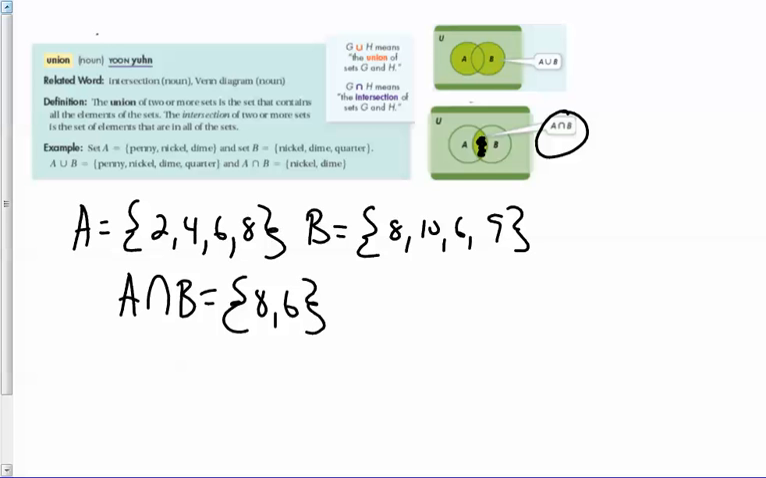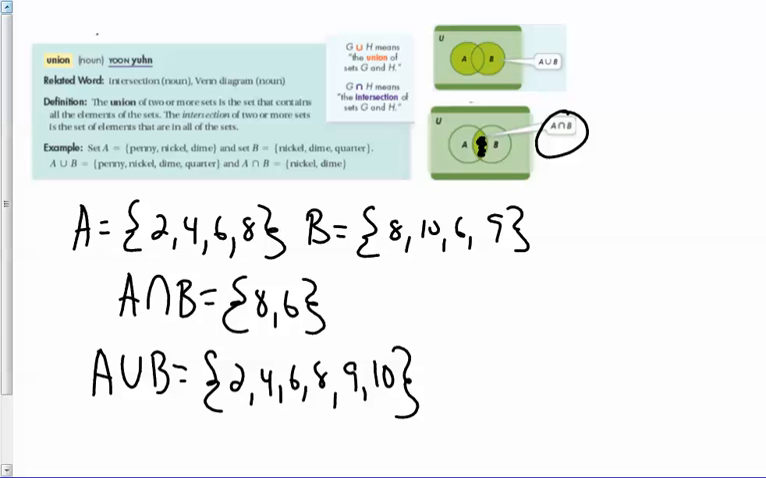Now, when they talk about union, that's everything. So A union B would be everything in the two sets: 2, 4, 6, 8, 9, and 10. That would be the union, if that makes sense. It's pretty simple, but a lot of people have a hard time with it. Just remember that the symbol U, a regular U, is union. This is a lot like or, so it can be in any of the sets. The intersection is a lot like and, which means it's in both sets.